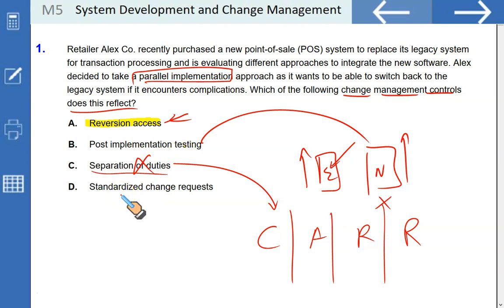Standardized change requests. If users require some amendment in the system, they simply don't go to the developer and then the developer makes the changes. There is a specific standardized procedure that needs to be followed if you need to make some change in your system. So we don't see anything here.